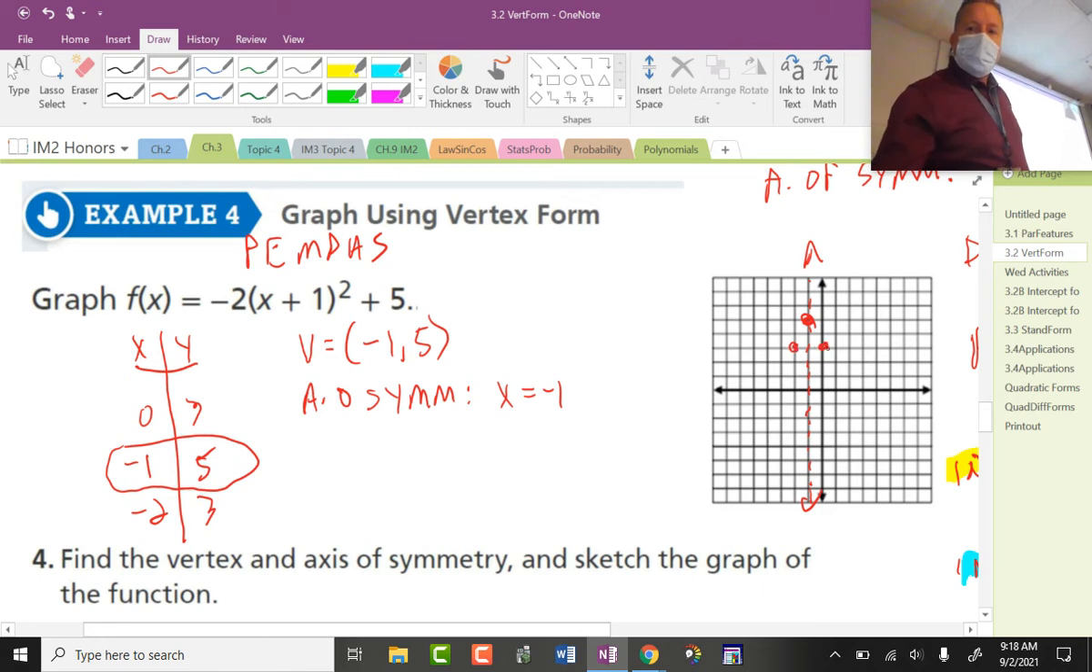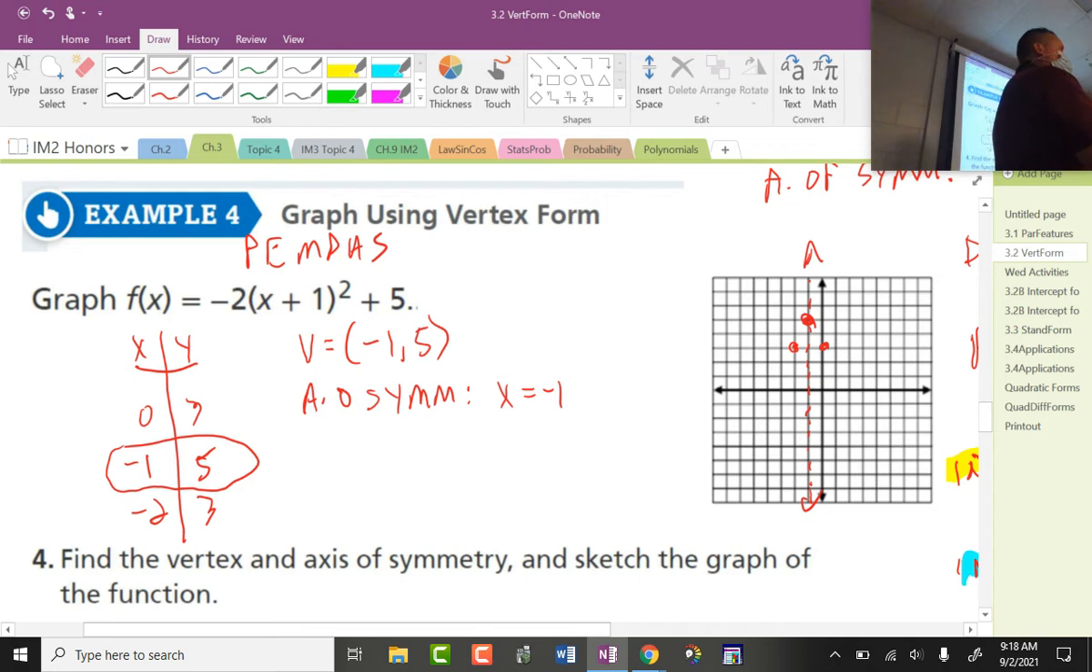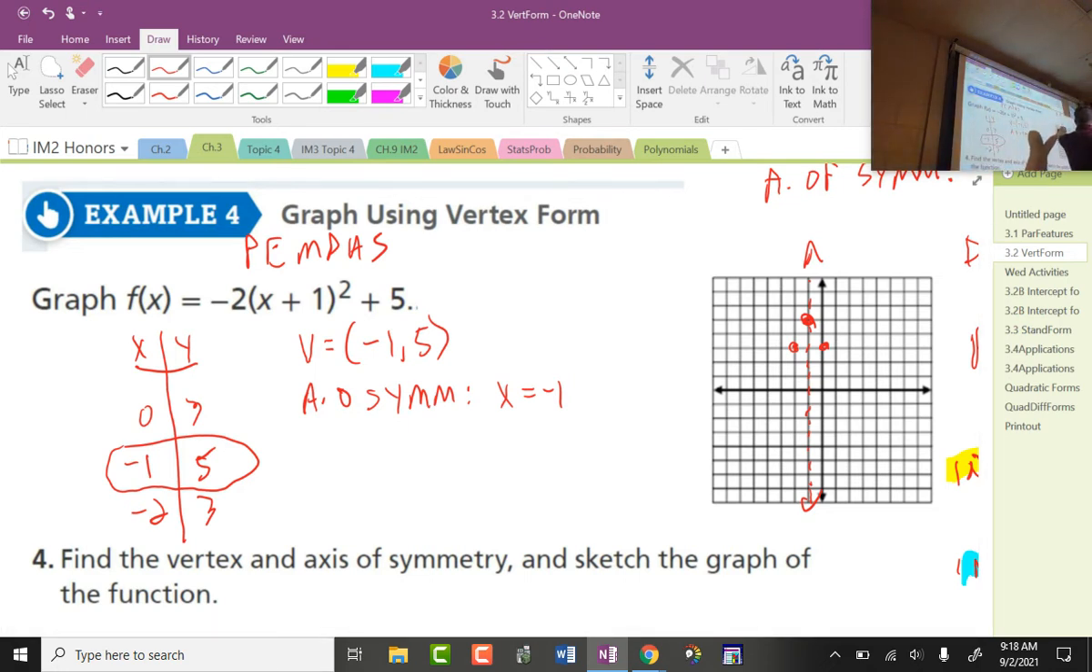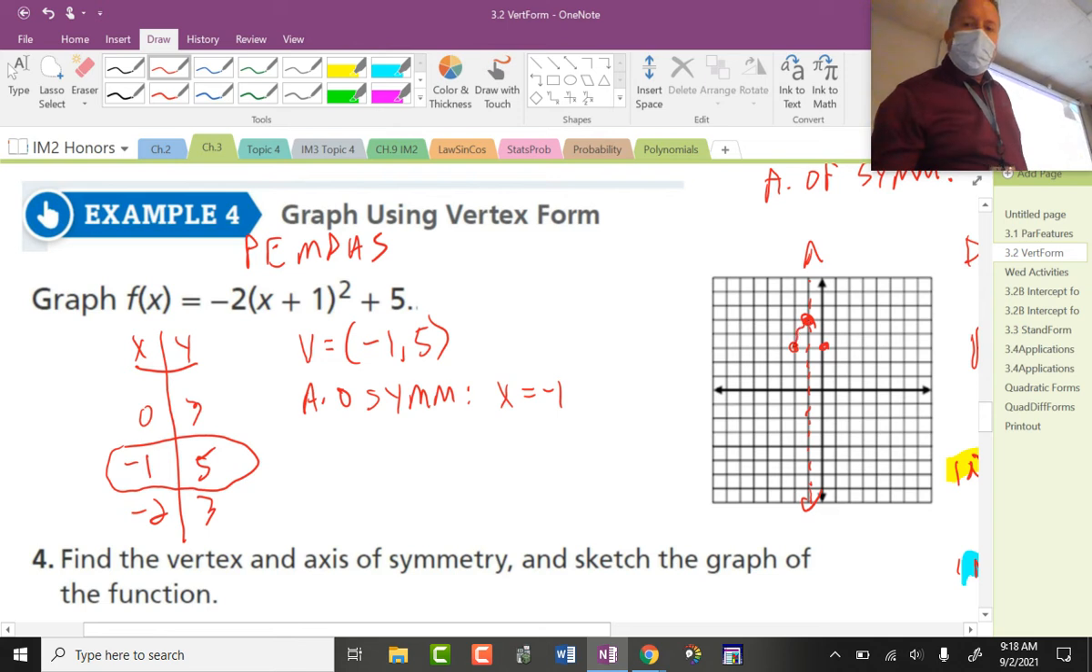Notice from the vertex to the next set of integer coordinates that I go down 2 and over 1, and down 2 and over 1. There's the 2 in front, the a value. There's the stretch vertically. You don't need to keep plugging in points for this.